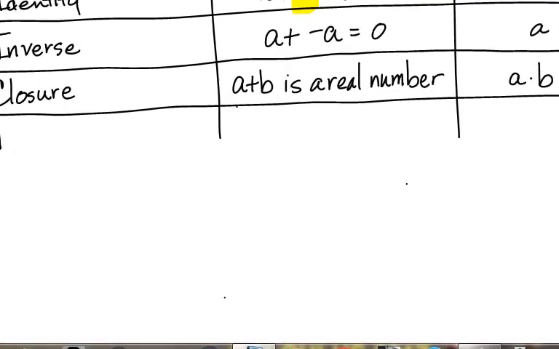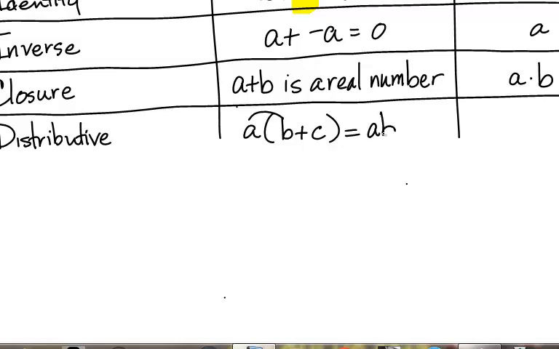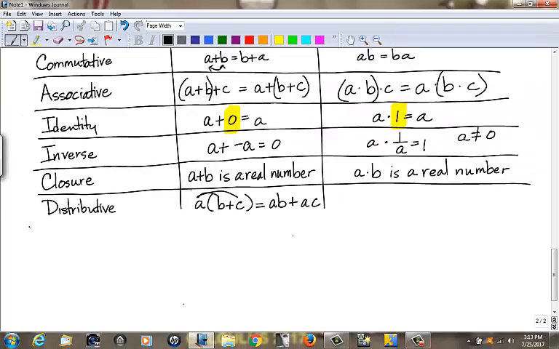And then the distributive property, most of you have used this a bunch. A times the quantity B plus C equals, and usually I draw the arrows, A times B plus A times C.